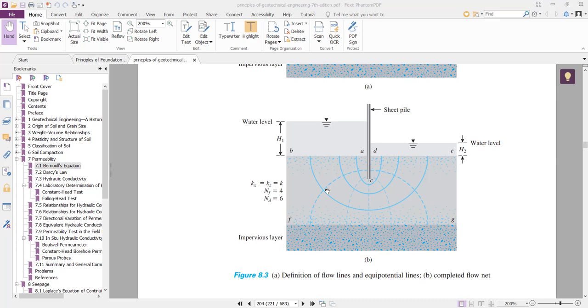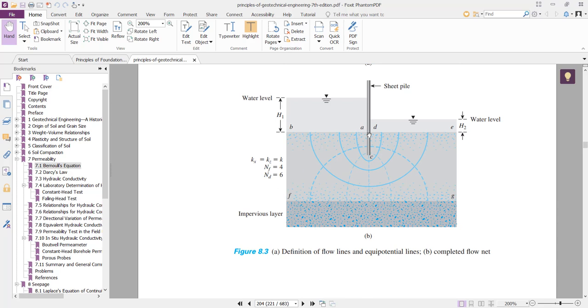What is the characteristic of the flow lines of this flow net? The first line, which sticks to the sheet pile here, is considered the first flow line. And the last line here, FG, so ACD is the first flow line, and FG, which is next to the impermeable layer, is considered the last flow line.